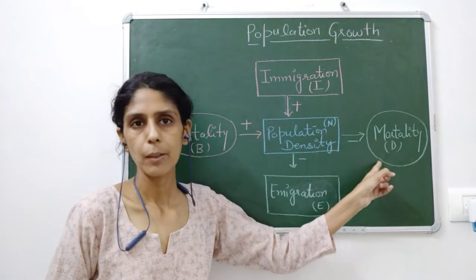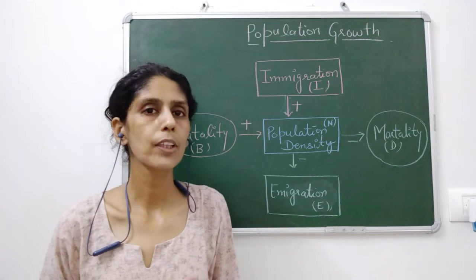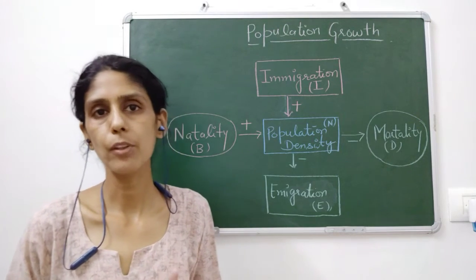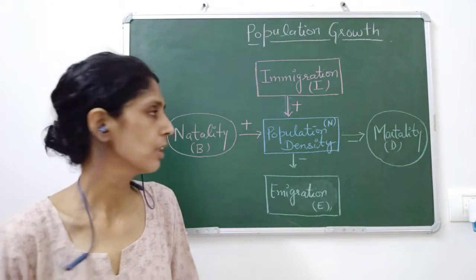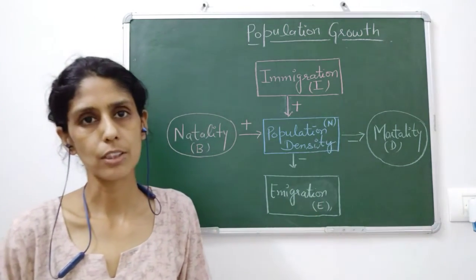What is mortality? Mortality is the number of deaths in a given population in a given period. So the death will result in a decrease in the number of individuals in a given population. So that will result in a decrease in the size of the population.